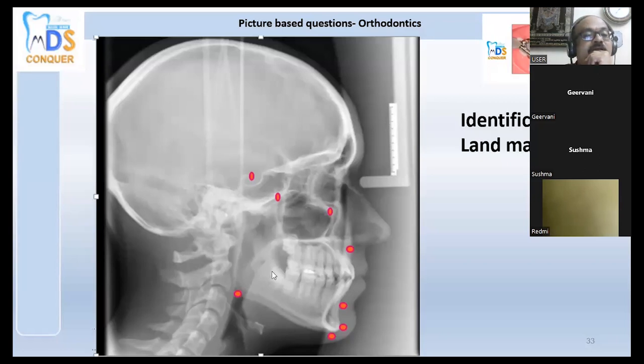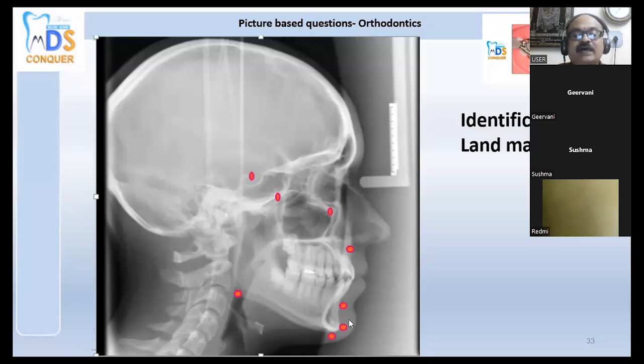No, no, no. Point A. It is not the anterior nasal spine. Anterior nasal spine is the pointed tip of the palate. Here it comes, this is in the curvature between the anterior nasal spine and the superior dental. It is point A. Yes, this is point B or supramentale.